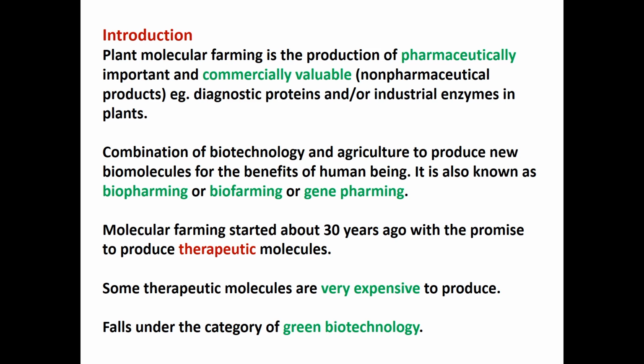Plant molecular farming involves the plant system, that is the agricultural plant, and the recombinant DNA technology, through which we are transferring a gene responsible for production of high value biomolecules into the plant system. Molecular farming started about 30 years ago with the promise to produce therapeutic molecules. This is not a new area of research; the work started 30 years back, but it is still going on to produce high value biomolecules.